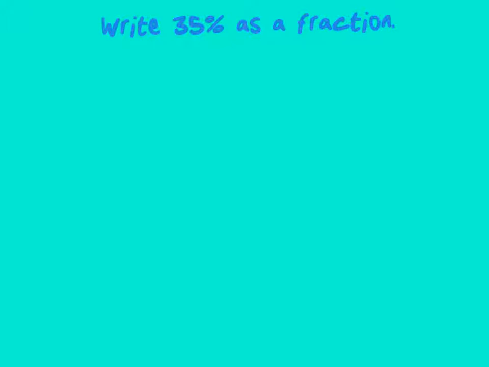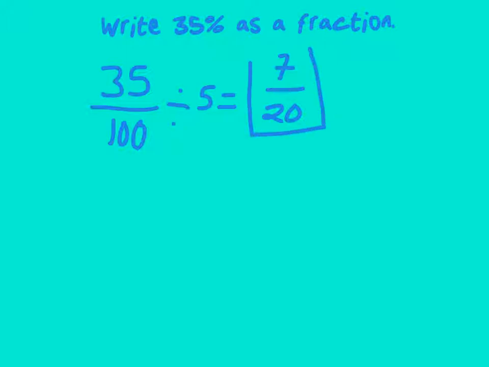Alright, so here's our second example. Write 35% as a fraction. We're going to take 35, put it over 100, and then simplify. Let's simplify by 5 again. 35 divided by 5 gives us 7, and 100 divided by 5 gives us 20, and that's as low as it can go. So 35% as a fraction in simplest form is 7 over 20.